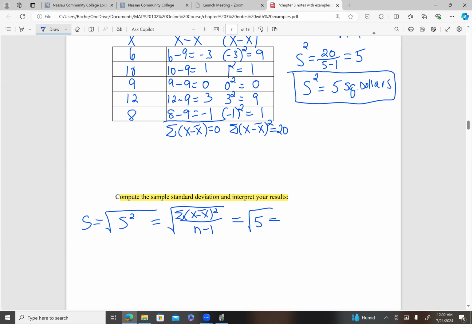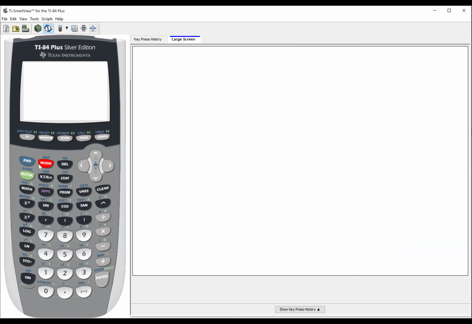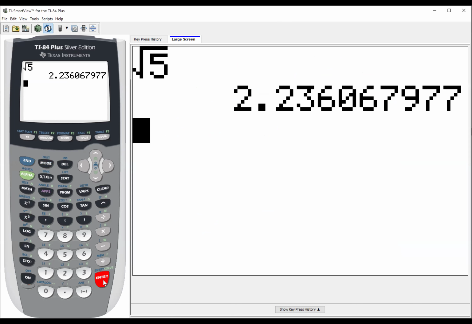And if we take the square root of 5, we'll do this together in the calculator. To pull up the square root, we press second and then the x squared key. And we want to take the square root of 5. And let's round 2 places, to the nearest penny or the nearest cent. So we're going to get 2.24 if we round this to 2 places.